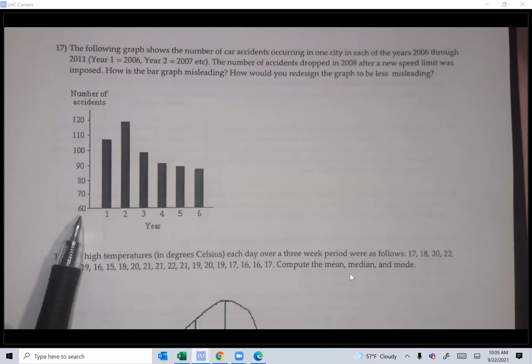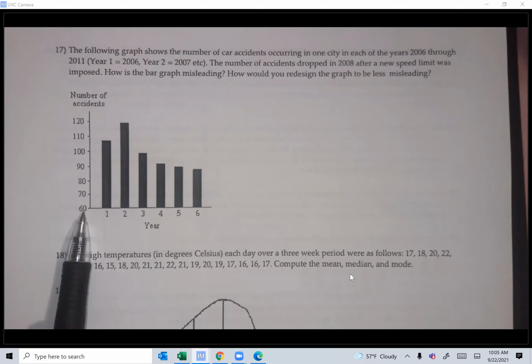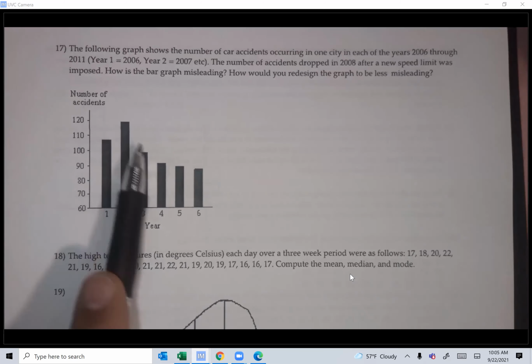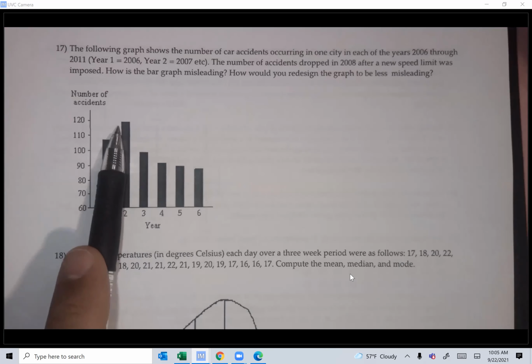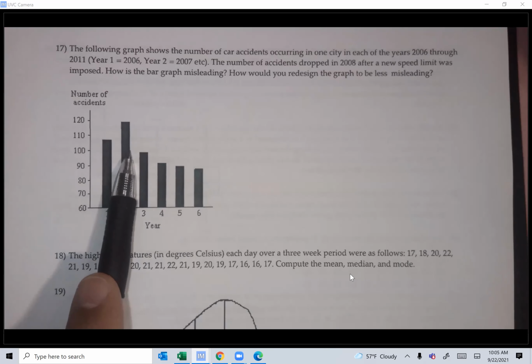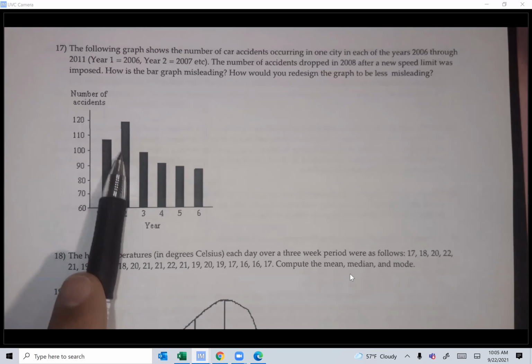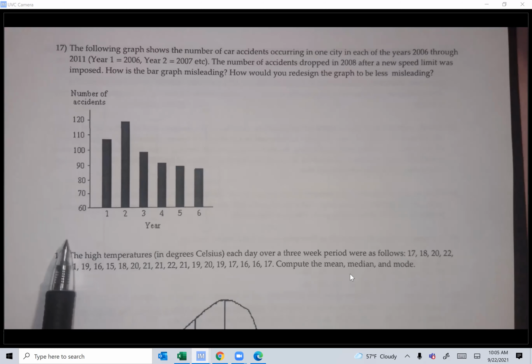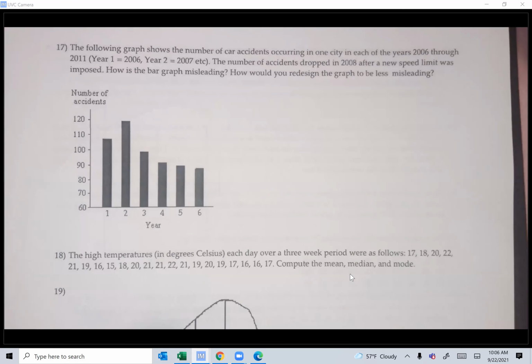This bar graph is misleading because the vertical line doesn't start at 0. It doesn't give you the true impression, so like you see here, it looks like a major drop, but look, this is 120 and that's 100. When you don't start with 0 on the vertical line, the graph will become misleading, and that's the reason why it is misleading. So look always for this number, guys. If it's not 0, the graph is misleading.